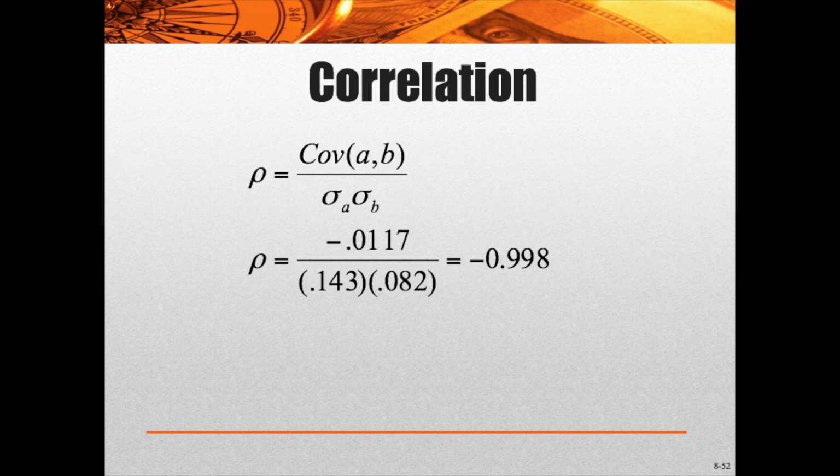Now to do our correlation coefficient, our correlation coefficient is rho. Rho is simply the covariance of A and B, which we already figured out is negative 0.0117, and then we simply divide it by the product of the standard deviations, which we've already calculated as 0.143 and 0.082. That's 14.3% and 8.2% from the previous slides. We multiply those together, and so the product of all that is negative 0.998, negatively correlated.